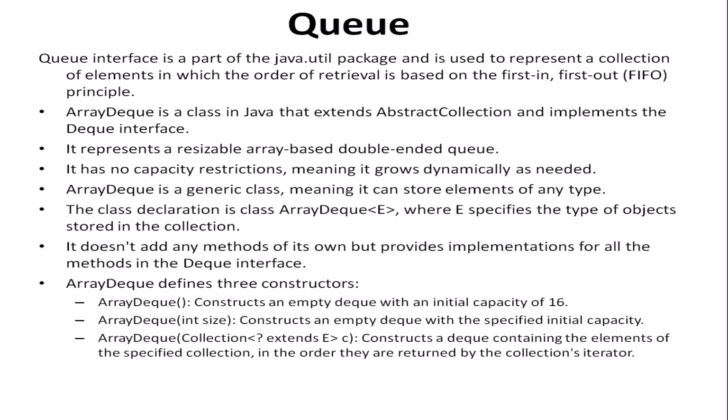So it means the queue has both ends. It has no capacity restrictions. It means it can grow dynamically as needed. ArrayDQ is a generic class, meaning it can store elements of any type.